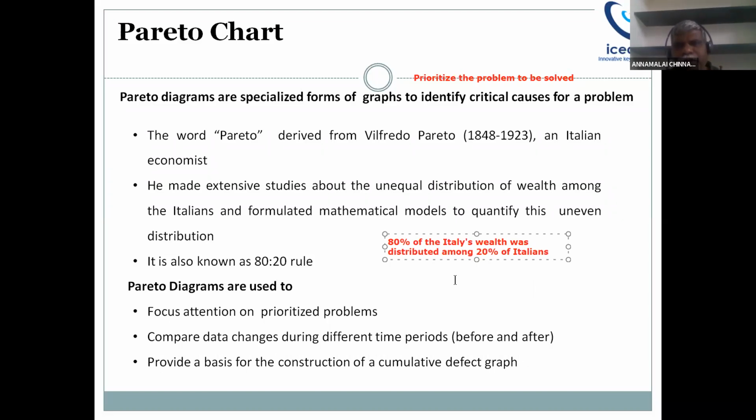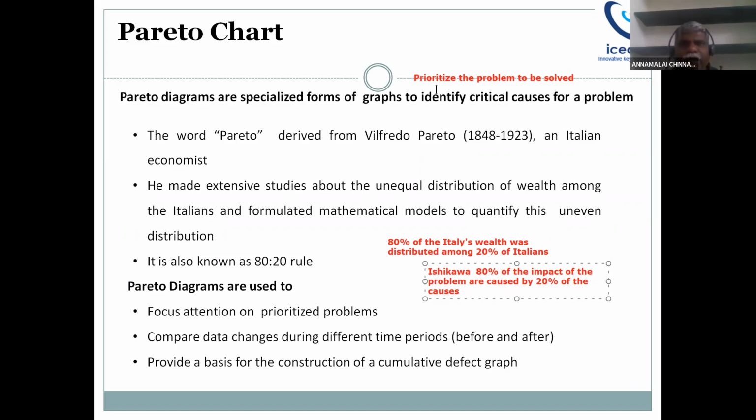And then this concept was picked up by Ishikawa, who was a Japanese quality guru. He told that this concept can be used for problem solving. He told that 80% of the impact of the problem is caused by 20% of the causes. And then this can be used for problem solving. I will give an example in the next slide and then explain how the Pareto chart can be used.